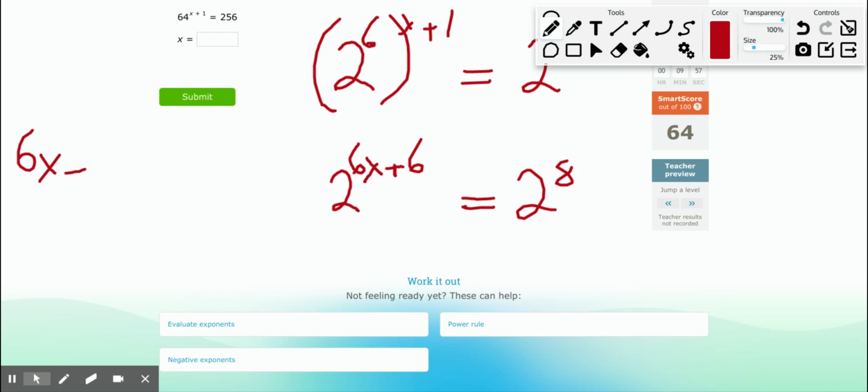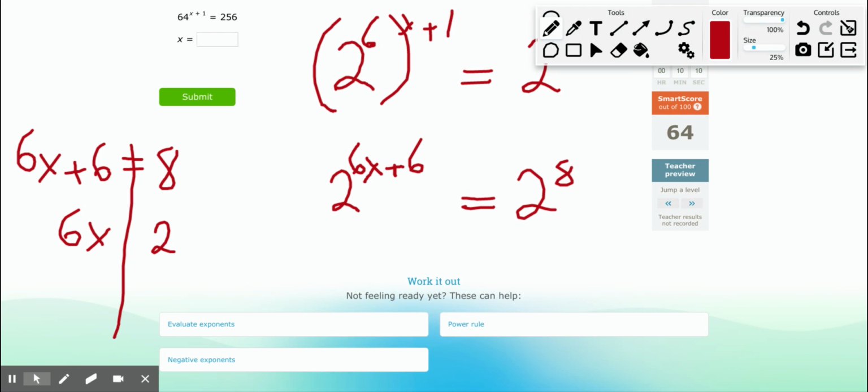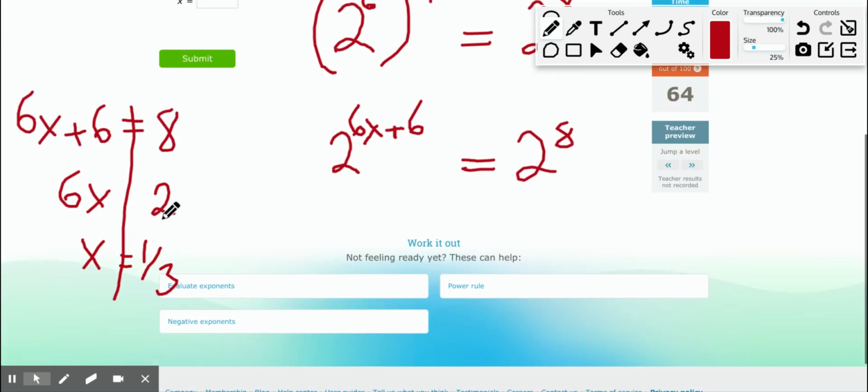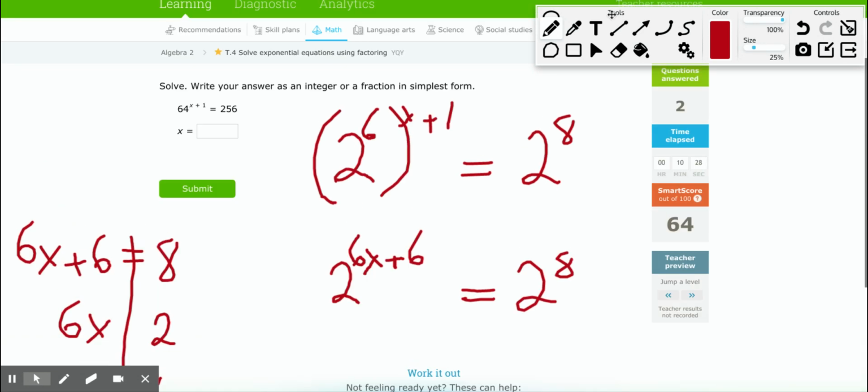6x plus 6 equals 8. If I subtract 6 from both sides, I'm going to end up with 6x, and 8 minus 6 is 2. Now if I divide both sides by 6, I get x equals 2 over 6, but 2 over 6 can reduce to 1 over 3. And if I look at the directions here, it wants the fraction in simplest form. So that's why I go from 2 divided by 6 to 1 divided by 3.